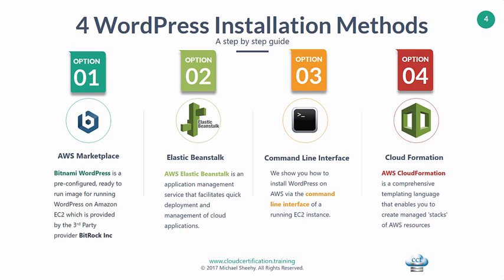The third option is the command line interface, which will show you how to install WordPress on AWS via the command line interface of a running EC2 instance. So you'll need to have a running EC2 instance set up before you access the command line. And the fourth option is AWS CloudFormation, which is a comprehensive templating language that enables you to create managed stacks of AWS resources. So the 4 options all have varying degrees of difficulty, and you can choose any one you want depending on your situation.